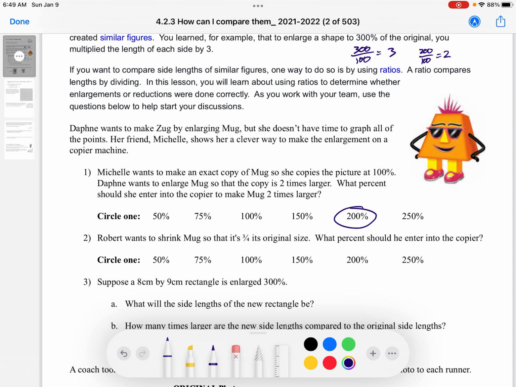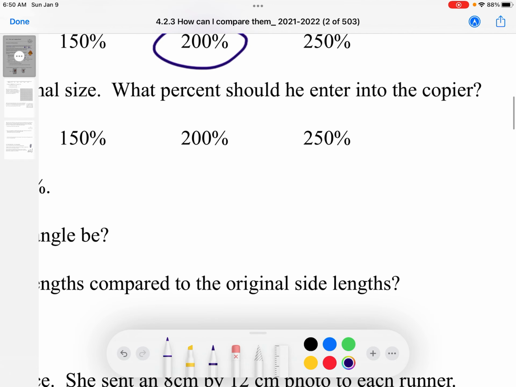Okay. Robert wants to shrink Mug so that it's 3/4 the original size. What percent should he enter into the copy machine? Well, I'll try a different approach for this one: we could simply figure out which one gives us 3/4. So this is 250 over 100, and this one, with a little bit of reduction, 25 out of 100, I divide them both by 10, but I could do it by 5 again.